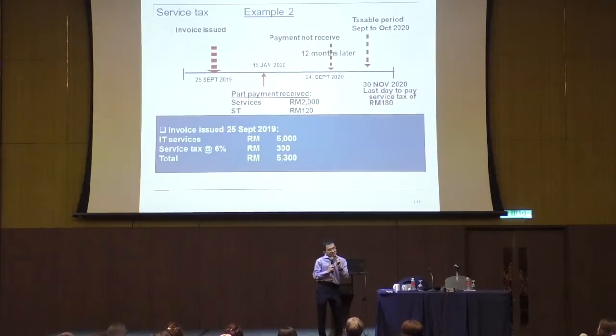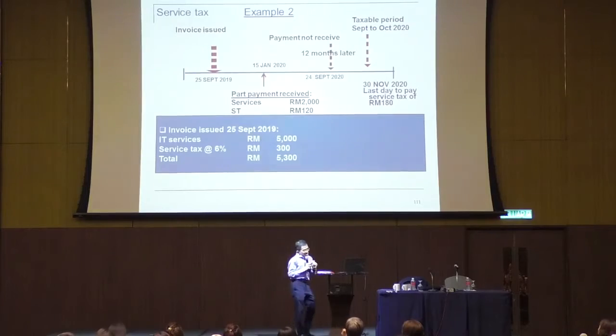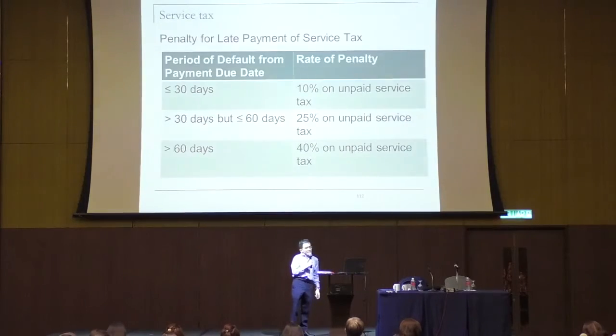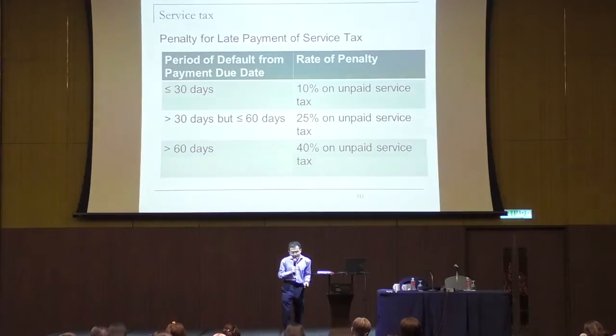Now, what if you receive part payment? Part of it received already. Let's say in January, you received 2,000. Service tax, 120. Then on 30th November 2020, you pay the balance, 180. Remember, the total service tax was 300. Since you have received 120, how much left? 180. So you pay the balance on 30th November 2020. So this is how it works. And same thing, the penalty rate is the same as sales tax, same as GST.